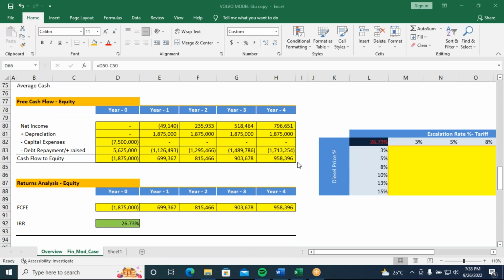Girls, understood with the sum? Okay, I'll share the solved one. You people try it out. If you are still having any doubts, we'll clarify it tomorrow.